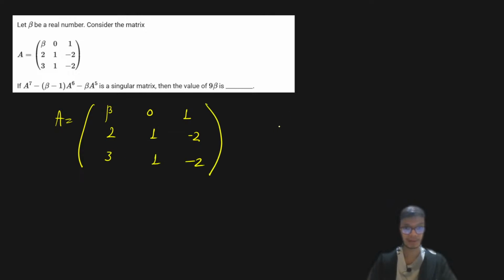Over here, it is said that the value of a matrix expression, that is A^7 - (β - 1)A^6 - βA^5, is a singular matrix. In case you forget, a singular matrix is a matrix whose determinant is equal to 0.